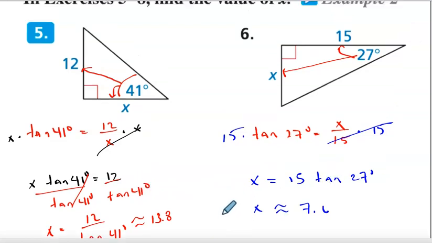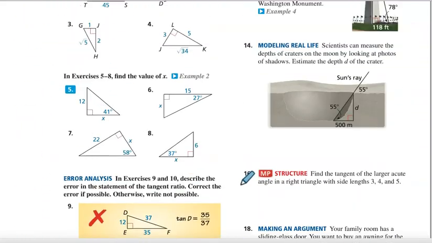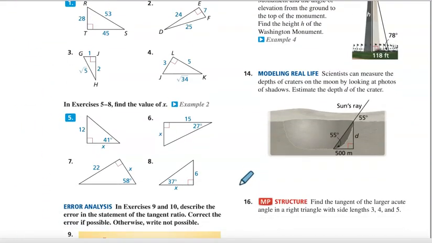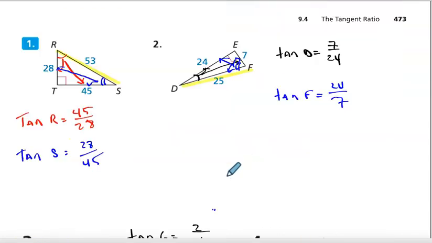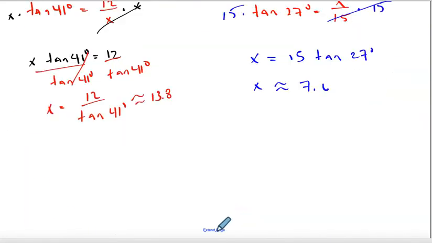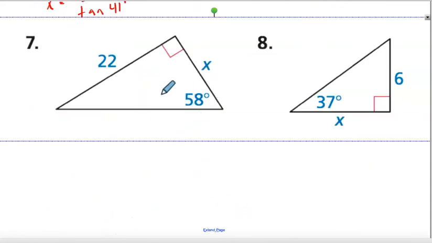Alright, so there's that. We got 5, 6, and then 7, 8. Take those. So those are going to be similar to these. I'll just do these out with you guys. 7, 8. So again, here's my angle.